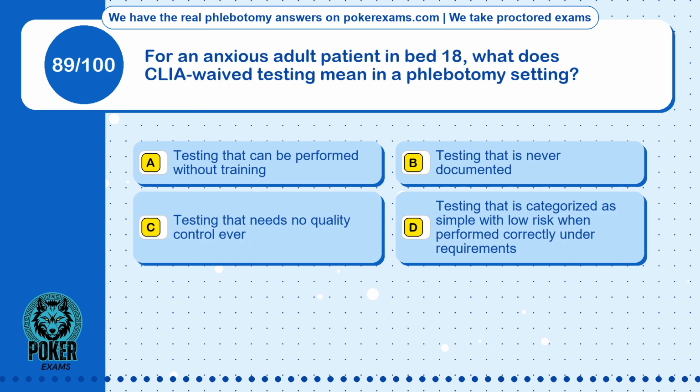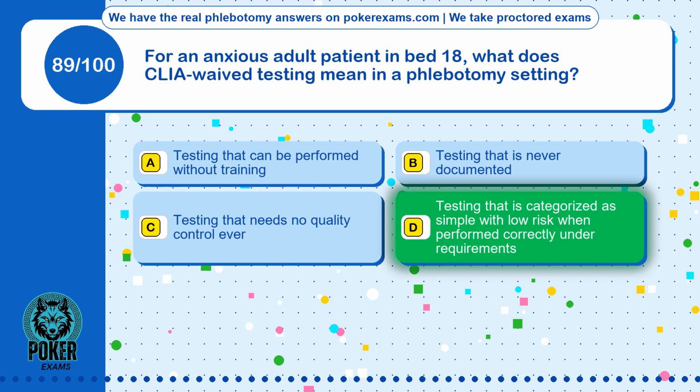Question 89. For an anxious adult patient in bed 18, what does CLIA waived testing mean in a phlebotomy setting? Option A, testing that can be performed without training. Option B, testing that is never documented. Option C, testing that needs no quality control ever. Option D, testing that is categorized as simple with low risk when performed correctly under requirements.